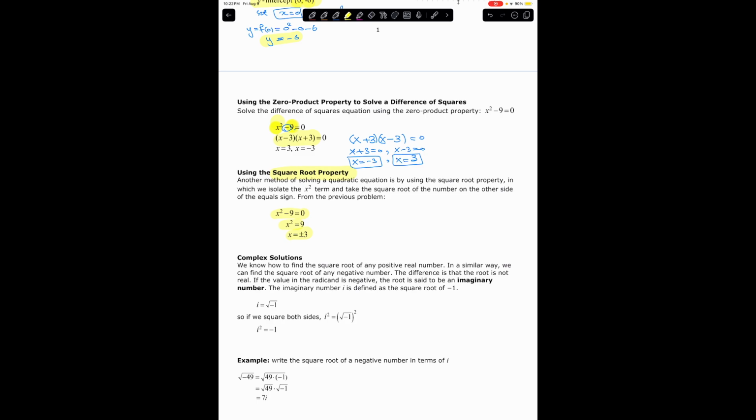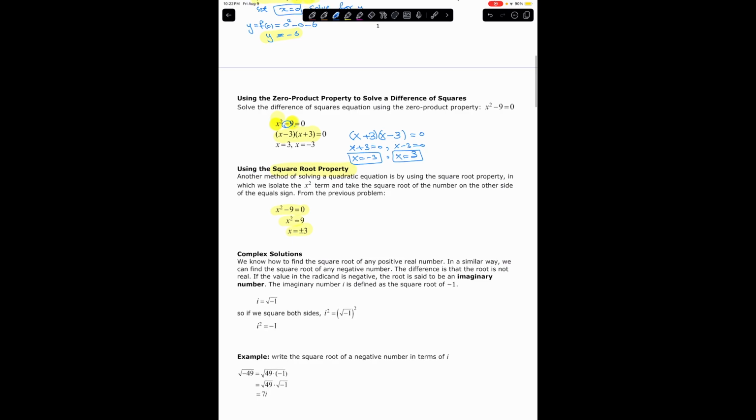The square root property is useful when we have a difference of squares. When you have x squared minus 9 equals 0, here is a square, here is a square. We know 9 is a perfect square. x squared is a perfect square. Because the middle term is non-existent, it's not going to cause any trouble, so we're going to add 9 to both sides of the equation. We end up with x squared equals 9.